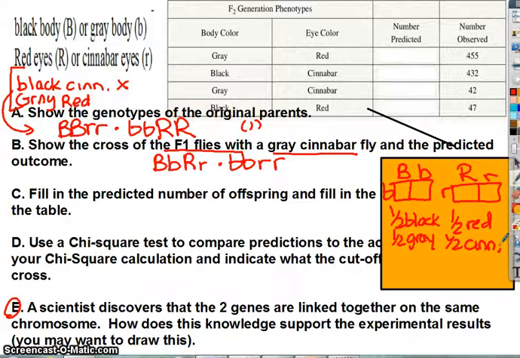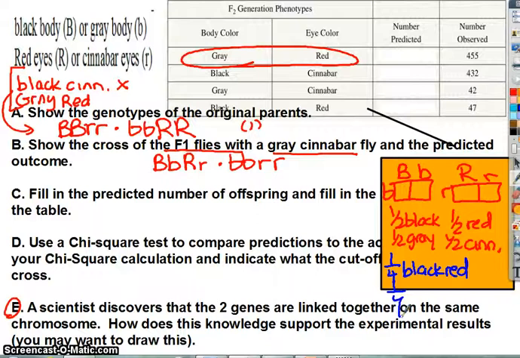The actual prediction that they probably were looking for, though, would have been the chances of gray and red, black and red, in which case we can use the product rule, if you recall, and we would just say 1/2 times 1/2 would give us a 1/4 chance of black with red eyes. You basically get a 1/4 chance of each one. So that was basically the answer to B.